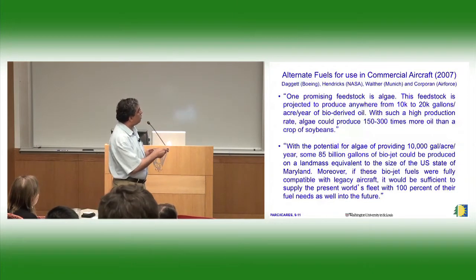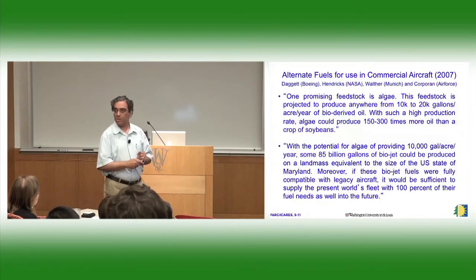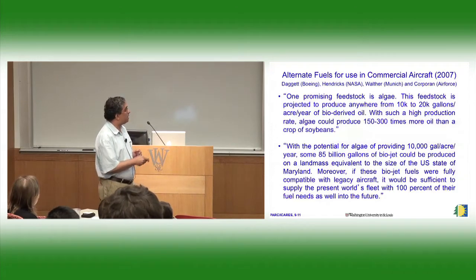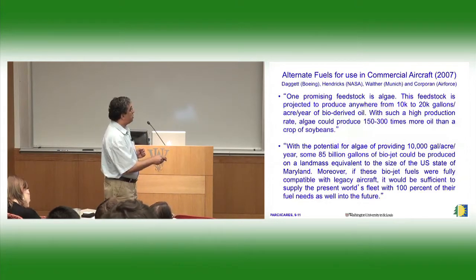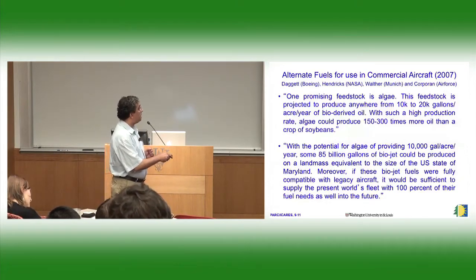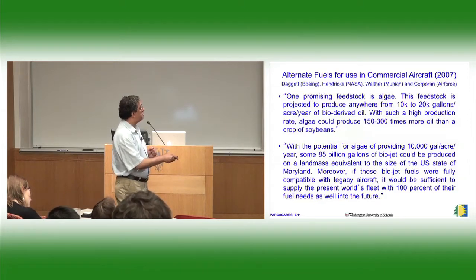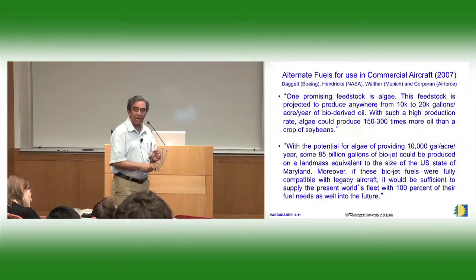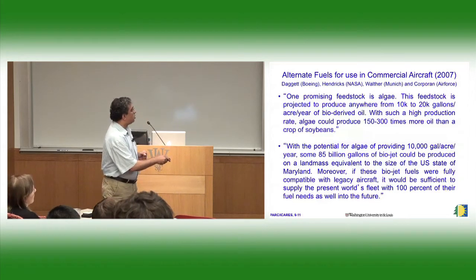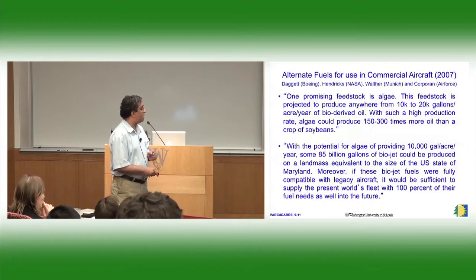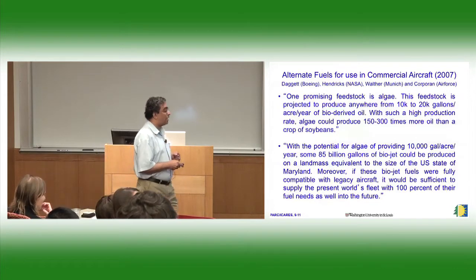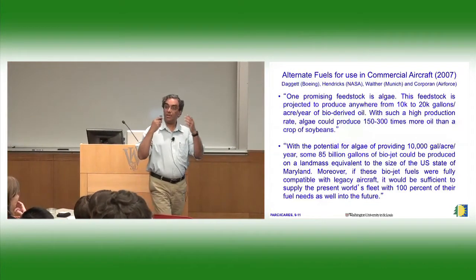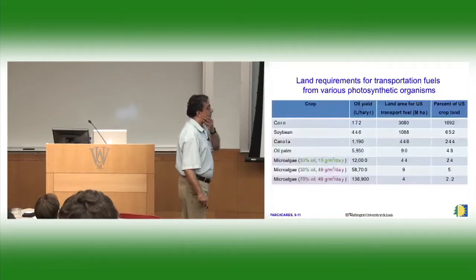But what they said is that one promising feedstock is algae. And the reason they're saying this is because if you compare it with, let's say, soybean, which grows in the Midwest or all around us in large quantity, algae can produce 150 to 300 times more oil, right? And with the potential for algae providing 10,000 gallons per acre per year, 85 million gallons of biojet could be produced on a land mass equivalent to the size of the University of Maryland, they like Maryland, or not. Moreover, if these biojet fuels are fully compatible with legacy aircraft, then we can supply the present world's fleet with 100% of the fuel needs as well into the future. That's the dream, right? Now, where do these numbers come from?